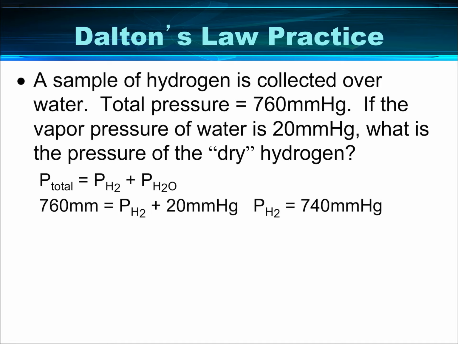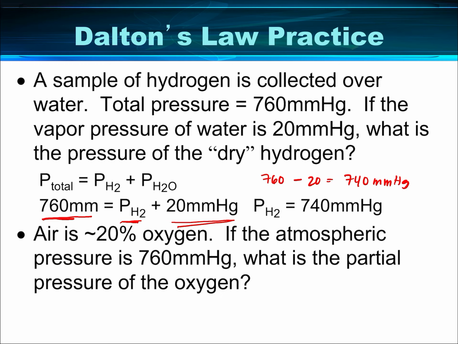So P total equals P H2 plus P H2O, okay? We know that our total pressure is 760. We're looking for our pressure of hydrogen, and we know that our pressure of water is 20 millimeters of mercury. So 760 minus 20 equals 740 millimeters of mercury.